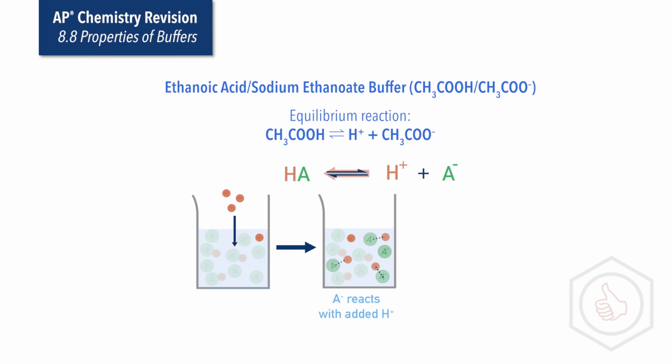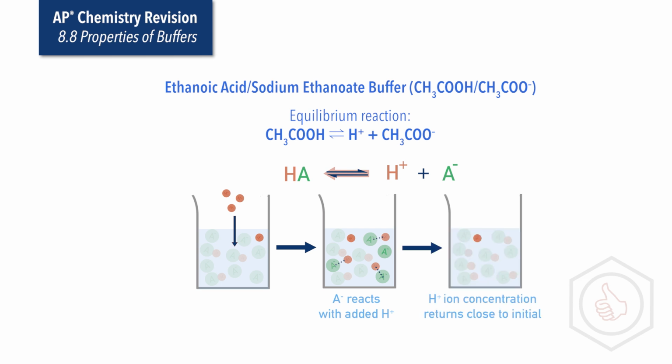This means the concentration of HA increases slightly and the concentration of A- decreases slightly. But the concentration of H+ ions remains nearly constant, meaning the pH of the system remains very similar to what it was before the acid was added to it.